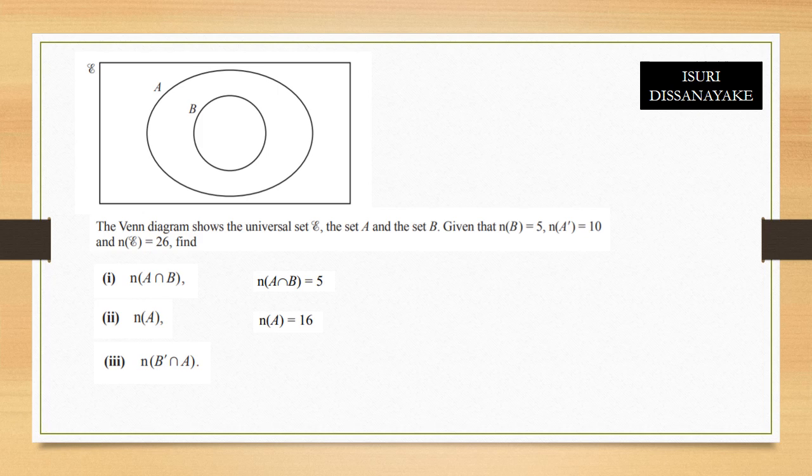B dash intersect A. Try to get the answer for that. B dash means excluding B, not in B. But it needs to be intersected with A, common with A. So whatever value you fill in over here, the gap over here, is the answer for that.